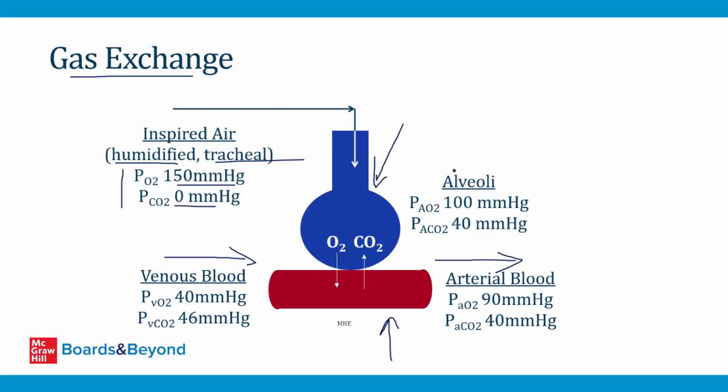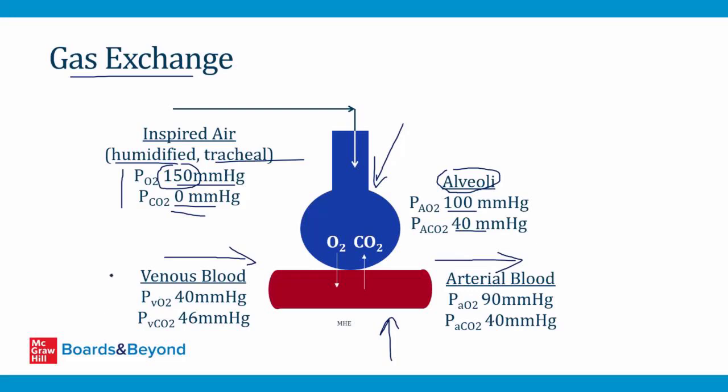But once that air reaches our alveoli, things start to change because the bloodstream picks up oxygen and releases carbon dioxide. So the PaO2, which was 150 in inspired air, falls to 100 inside the alveoli, and the pCO2, which was 0, rises to 40. So hopefully this makes sense to you. This is just happening from oxygen being picked up by blood and carbon dioxide released.